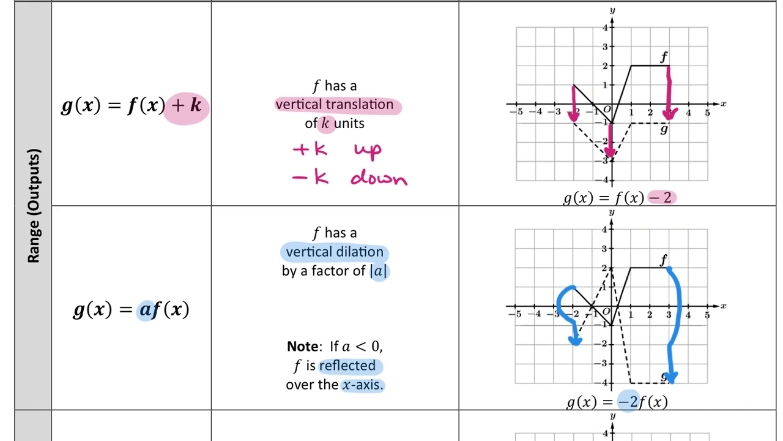Now, both of these two transformations are underneath a heading on the side that says what? The range, or the outputs. These two transformations affect the outputs of a function. So if we're transforming something that has to do with the outputs, aka the y values, these are the transformations that affect y values. They do not affect x values whatsoever. They do not affect the domain.